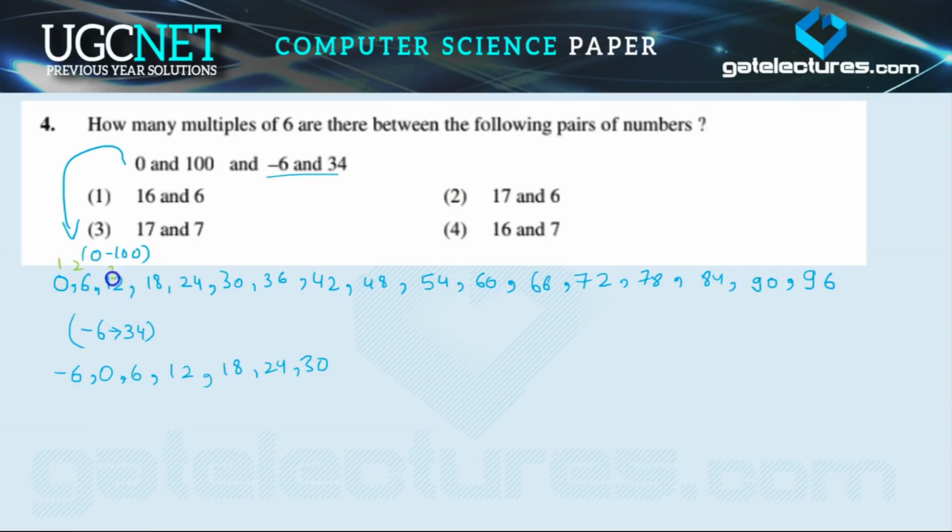1, 2, 3, 4, 5, 6, 7, 8, 9, 10, 11, 12, 13, 14, 15, 16 and 17 numbers which are multiples of 6 in the range of 0 and 100, and this is 1, 2, 3, 4, 5, 6, 7, and 7 is the number of numbers which are multiples of 6 in the range of minus 6 to 34. So the correct answer is 17 and 7. So the third is the correct answer.